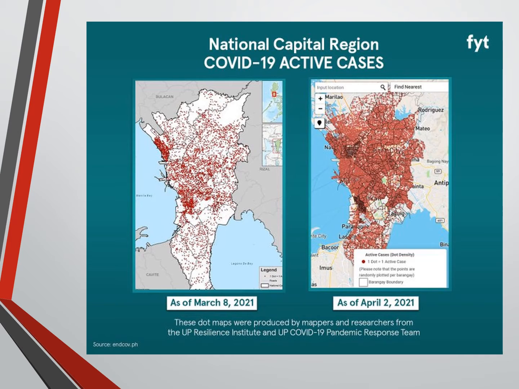More dots for April 2, 2021. Meaning the active cases as of April 2 in NCR are very many, or very active.